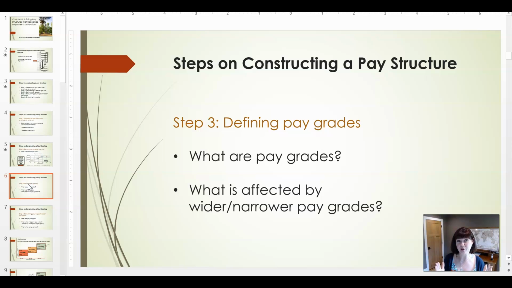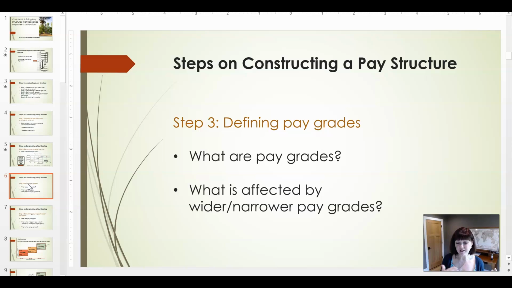Things are flatter. It's a lot easier for people to change jobs within a single pay grade than it is to go to a completely new pay grade. So then those narrower pay grades tend to promote more of a hierarchy, and some people really like that because they like to know what that progression is going to look like. They want to have a very clearly identified job promotion plan.